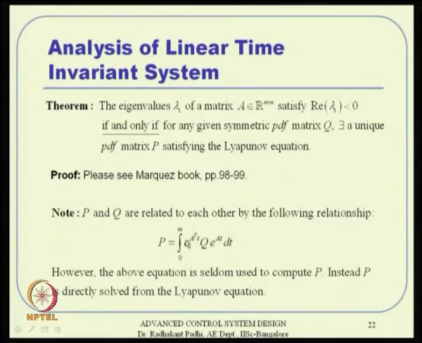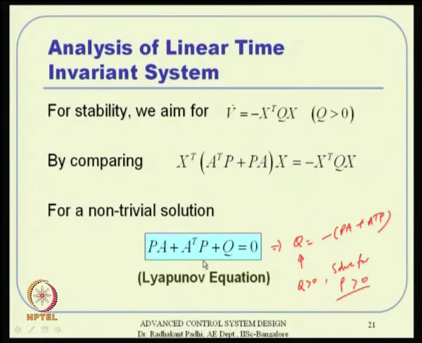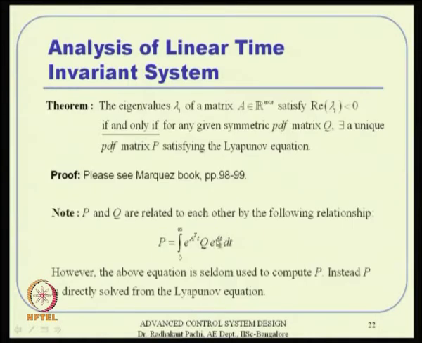But it is seldom done that way. We never bother to evaluate P that way. We simply solve this equation to get P. If you solve this equation, you will get P anyway. But whatever solution you are getting for P and Q, this relationship will also be satisfied, so you can see that as a verification tool.